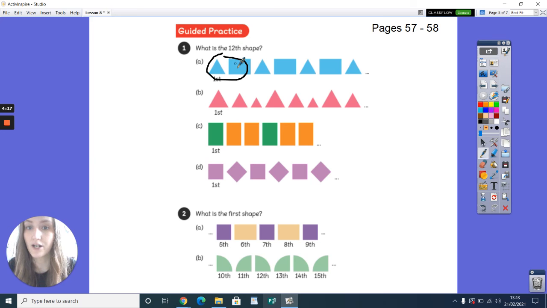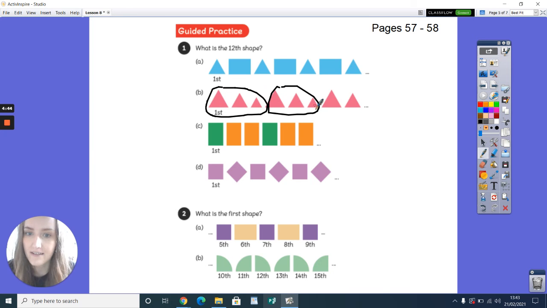So it goes triangle, rectangle, triangle, rectangle, triangle, rectangle. Remembering whether that's odd or even will give you a clue for that one. Okay, this one's a little bit different because it's not a pattern of 2 shapes, it's a pattern of 3 shapes. So we can't look at the odd and even numbers here, but counting in 3s might help. So you can go 1, 2, 3, 4, 5, 6, 7, 8, 9. Okay, which shape will it be?